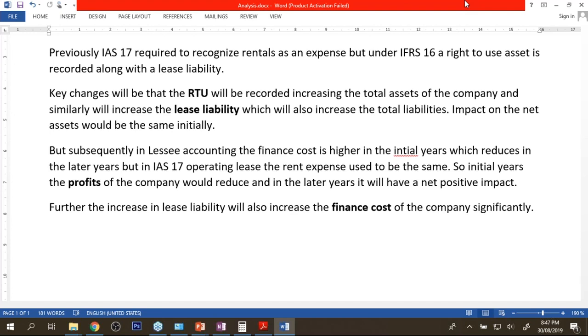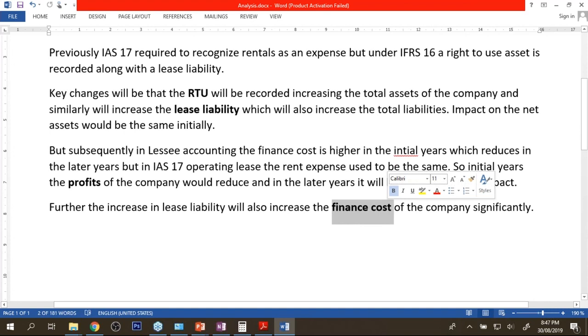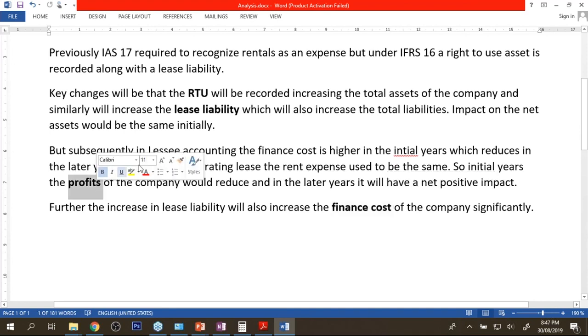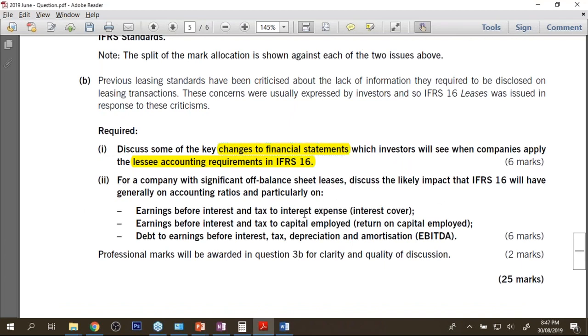Kranti is saying, isn't this just a single key change? Will defining the single key change be enough? Basically, Kranti, this is not a single key change because the finance cost is a separate part of the financial statements. Profits are a separate part. Lease liability and right-of-use asset are different parts of the financials. Yes, Osama, at the end we'll be discussing the current issues too.